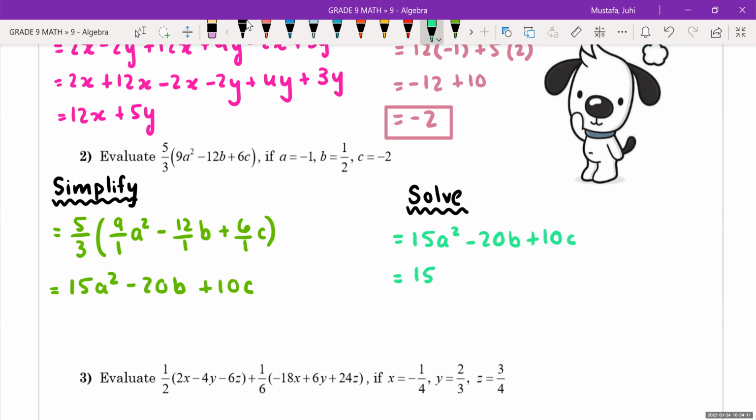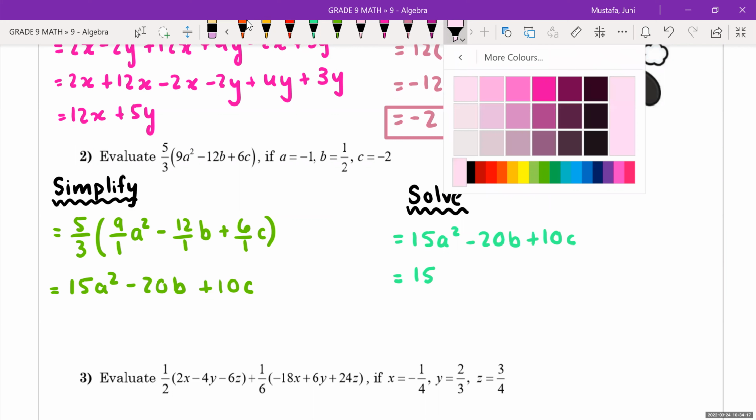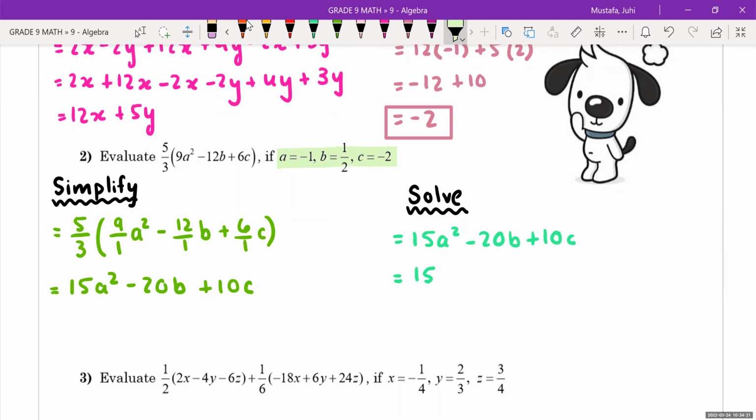What is the value for A in this? It is a different question than the one we did previously, so just be mindful that the values have now changed. But the value for A is negative 1 squared minus 20 times, what's the value for B? A half, plus 10 times, what's the value for C? Negative 2.